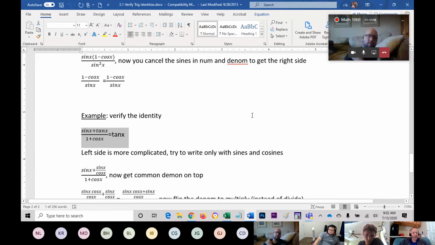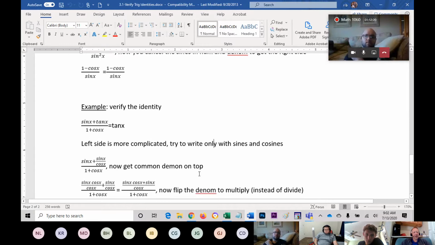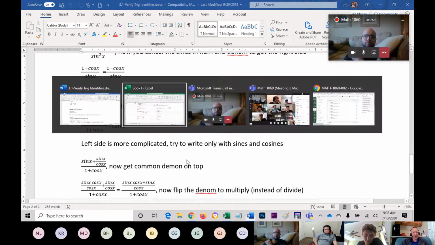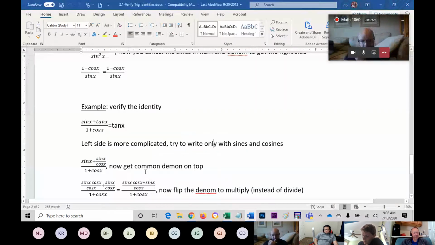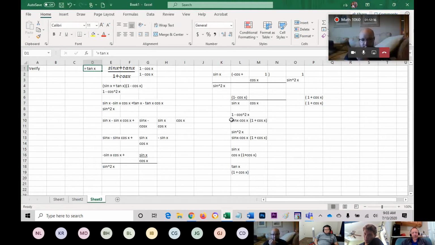Okay, I guess I took you guys on the wrong track there. We were so close, though. This is how we should have done it. We're so close because we've got the tangent of x. That was exciting there. Okay. So we should have gotten the common denominator on the top. Or let's do this again. I'm going to copy this. We're going to go to a new page.